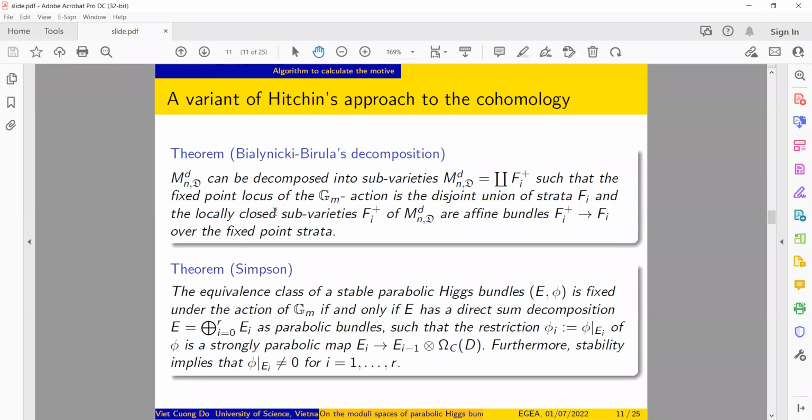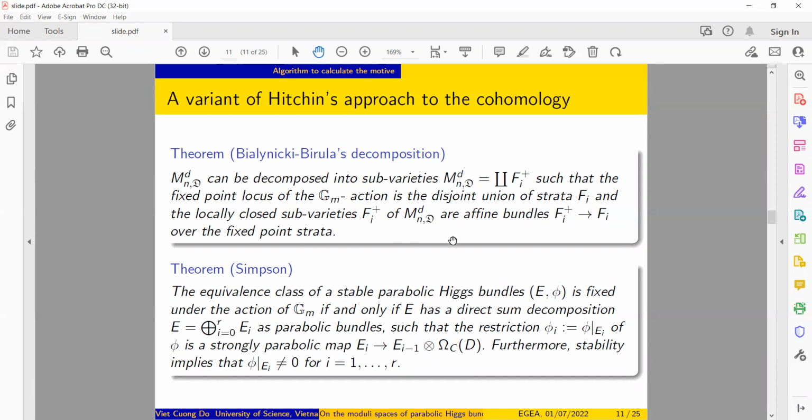The idea here is the Bialynicki-Birula decomposition, that our moduli space can decompose into subvarieties. I denote here F_i^+, such that F_i^+ is some kind of fiber, some kind of cover, over the disjoint strata of F_i, and this is an affine bundle over the fixed point. The second step in Hitchin's approach is to find a good description for the fixed points.